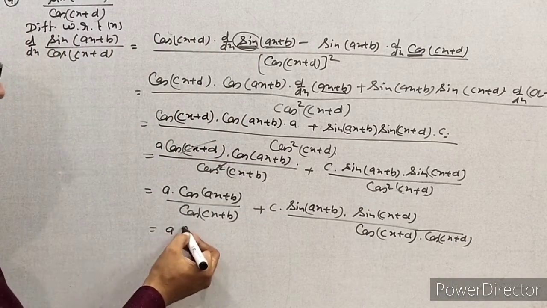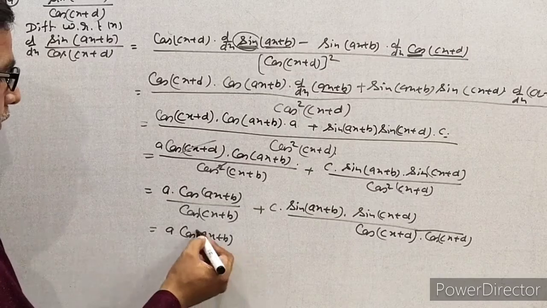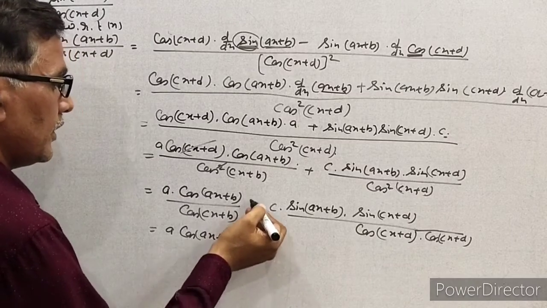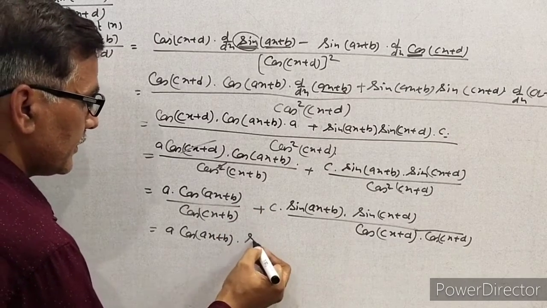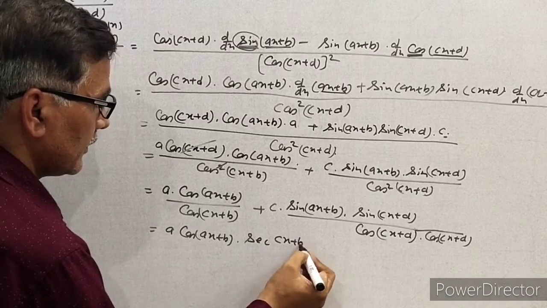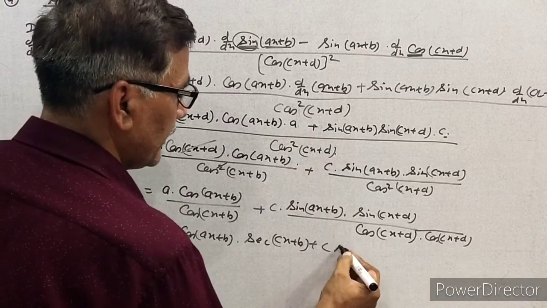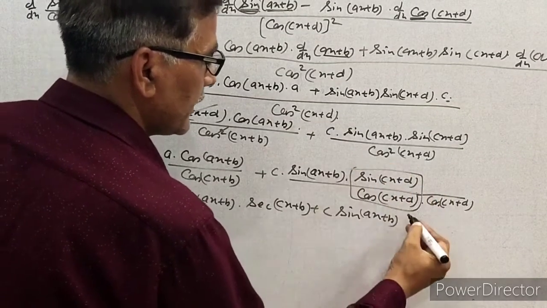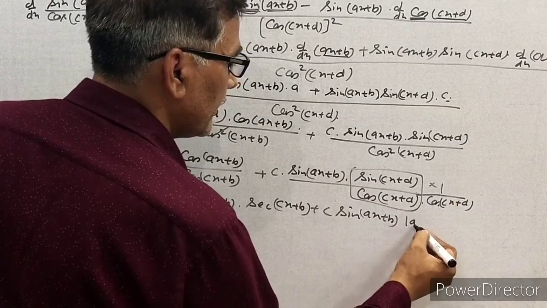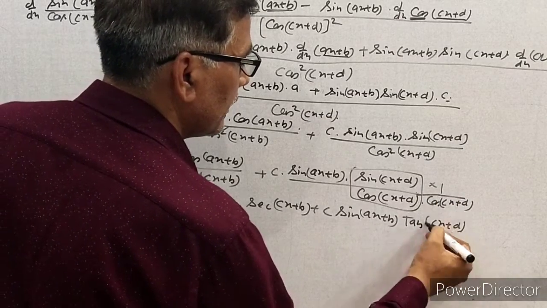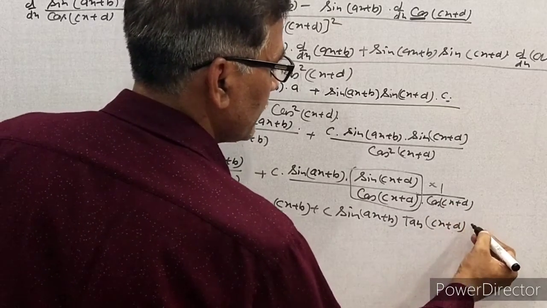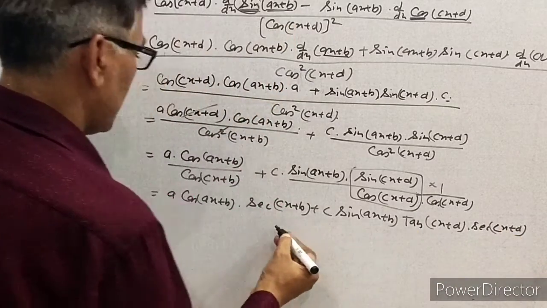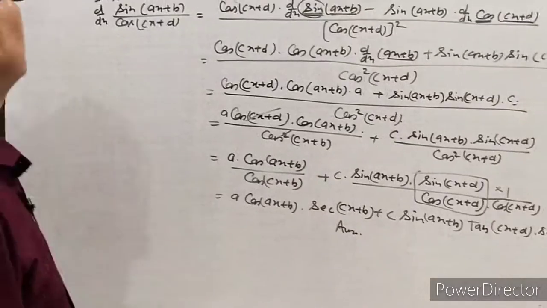Now this is a cos ax plus b, and when we keep this cos cx plus d in the numerator, it becomes sec. Similarly sine ax plus b becomes tan cx plus d, and 1 upon cos cx plus d becomes sec cx plus d. This is the result for this question.